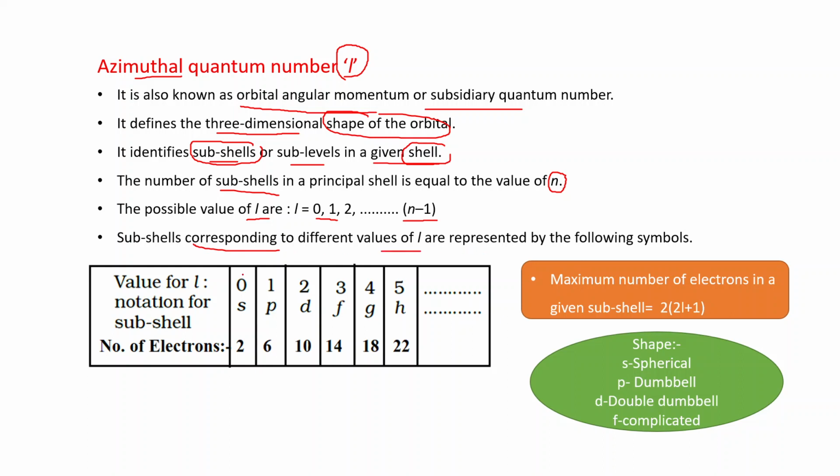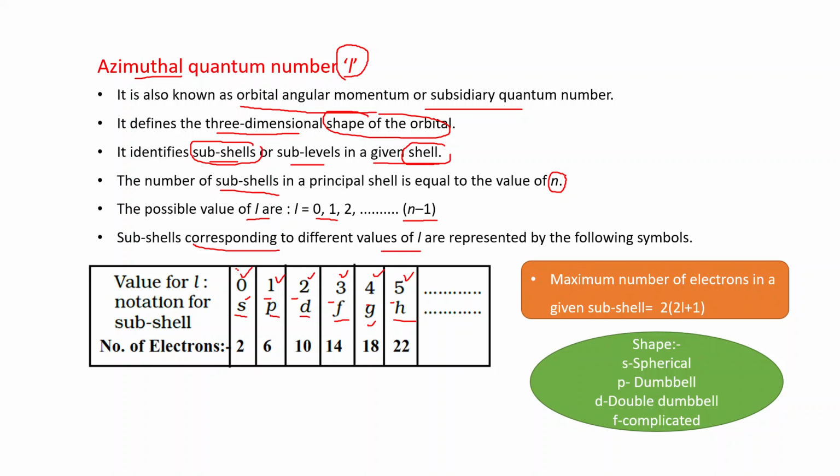If the value of L is 0, then the notation for the subshell is s. If this is 1, then this is p. If this is 2, then this is d. This is 3, this is f. This is 4, this is g. This is 5 and h. Simply, you can say these subshells are represented by s, p, d, f, g, h and so on. And these subshells also have fixed values.